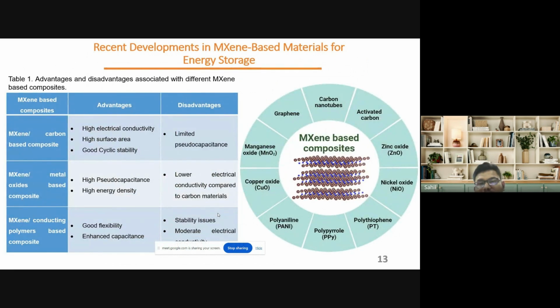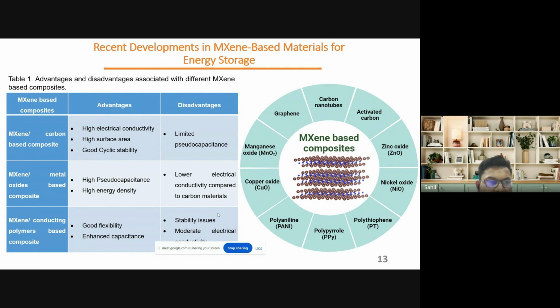So, recent development in MXene based material for energy storage. Nowadays, researchers are working on MXene based composites, because pristine MXene has some constraints like restacking and agglomeration. To overcome these issues, researchers are focused on MXene based composites like carbon based, with RGO, graphene, activated carbon, and with metal oxide, and with some conducting polymers. Table 1 shows advantages and disadvantages associated with the MXene based composites.